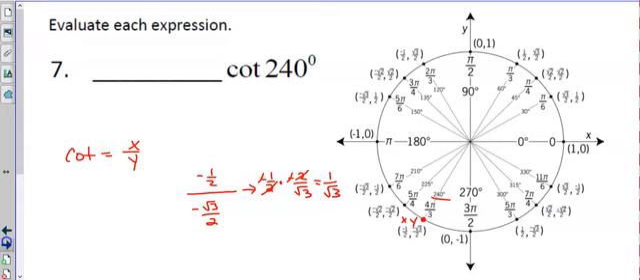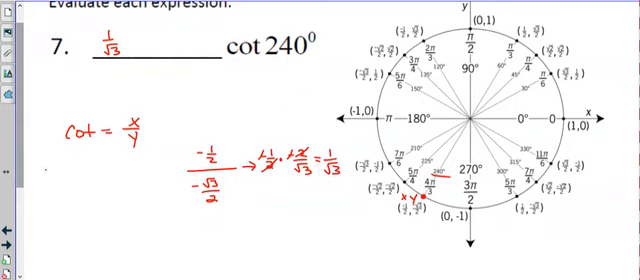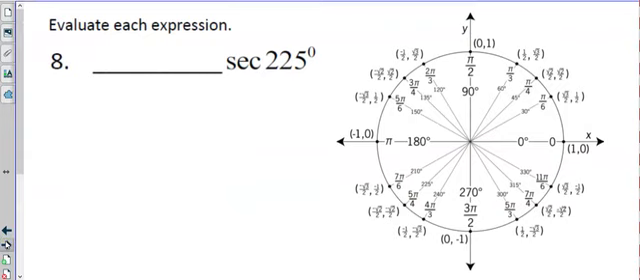I'm totally fine if you leave your answer that way. That's good. Or if you would rather not leave an irrational number in the denominator, remember we can rationalize the denominator by multiplying by square root of 3 over square root of 3. And you're going to end up with square root of 3 over 3. Either one of those is totally acceptable on the test.